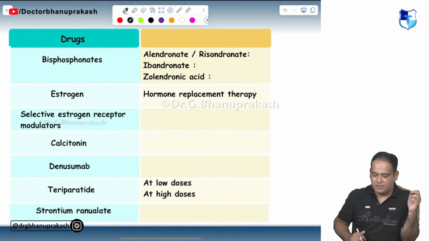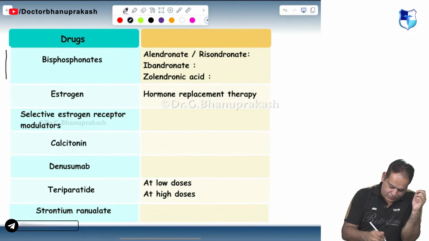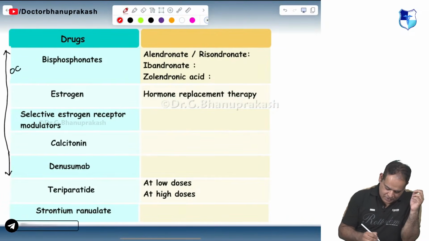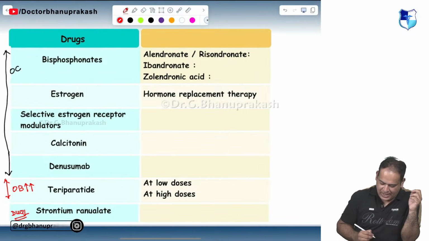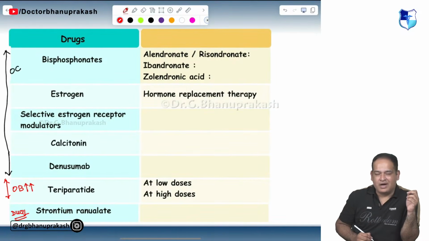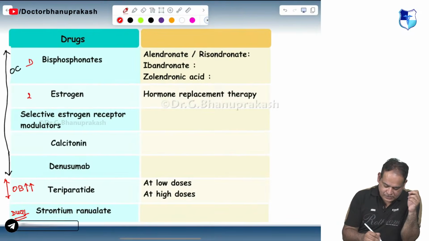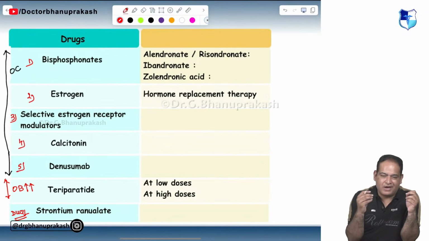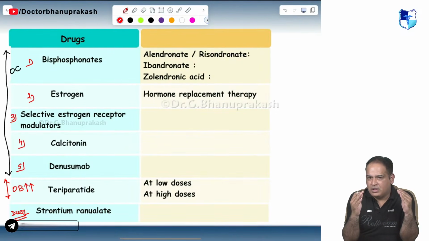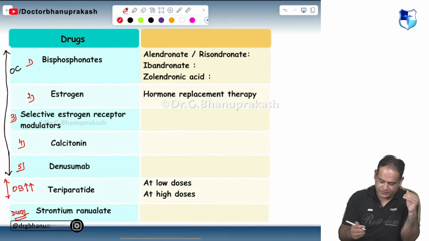Okay, what is the treatment? So you see here, up to this, these are the drugs which inhibit osteoclast. And this is the drug which increases the activity of osteoblast. And this one is a dual action drug. Now, what are the drugs which decrease the activity of osteoclast? Osteoclasts are those cells which resorb the bone, which destroy the bone.